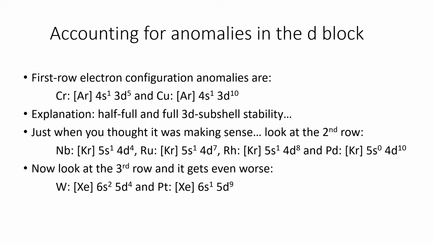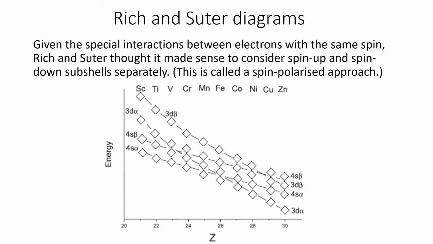But then there is something I came across that looks like a kind of magic bullet. What is this thing? Well, it's called Rich and Suter diagrams, which I thought would be quite interesting to look at today. Bearing in mind the earlier idea that you get special interaction between spin parallel pairs of electrons, Rich and Suter decided to split the subshells in two, considering either spin up or spin down electrons.